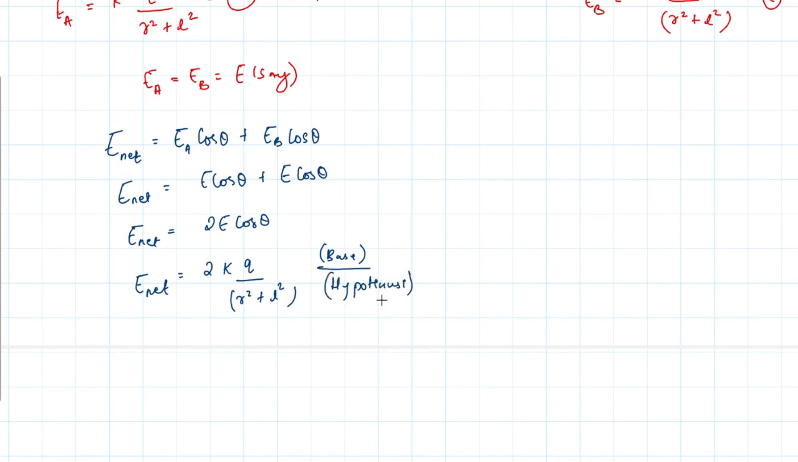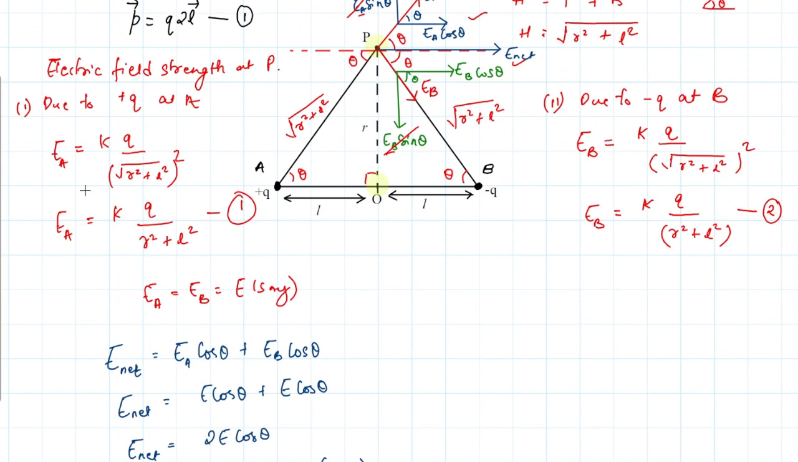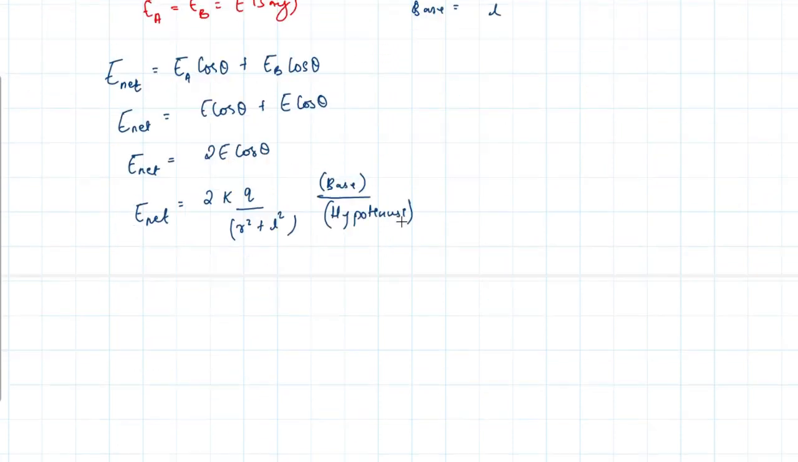Okay, so now we will find the base and hypotenuse from this triangle POB. So hypotenuse will be this root over R square plus L square, and then the base will be this L, the side which is associated with theta will be your base, and opposite to the 90 degree will be your hypotenuse. So from triangle OPB, hypotenuse will be your root over R square plus L square, and your base will be your L, which we are going to use in this equation.